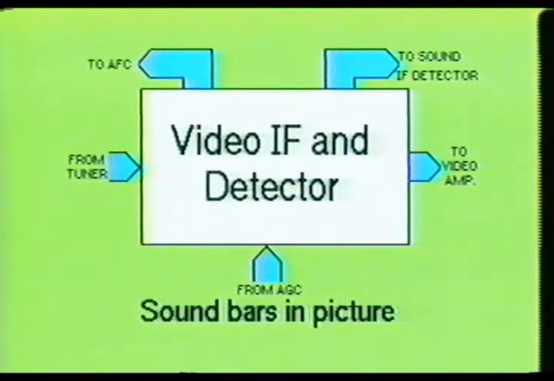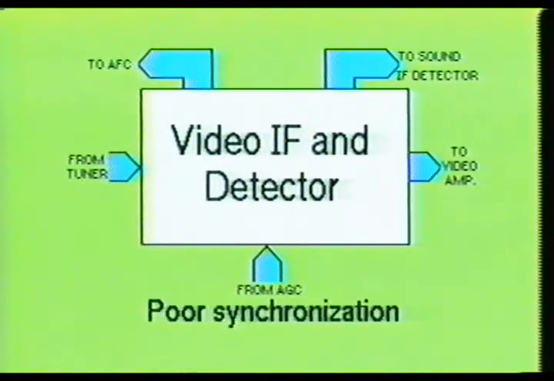For example, defects in this stage can produce sound bars in the video picture, a buzzing sound in the audio output, poor vertical or horizontal synchronization, or poor color fit between the video image and the color.